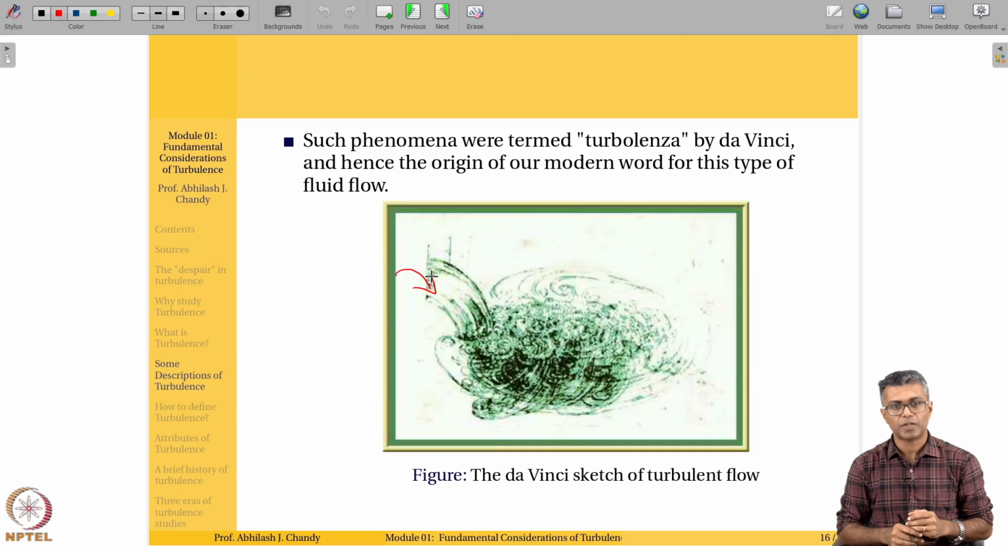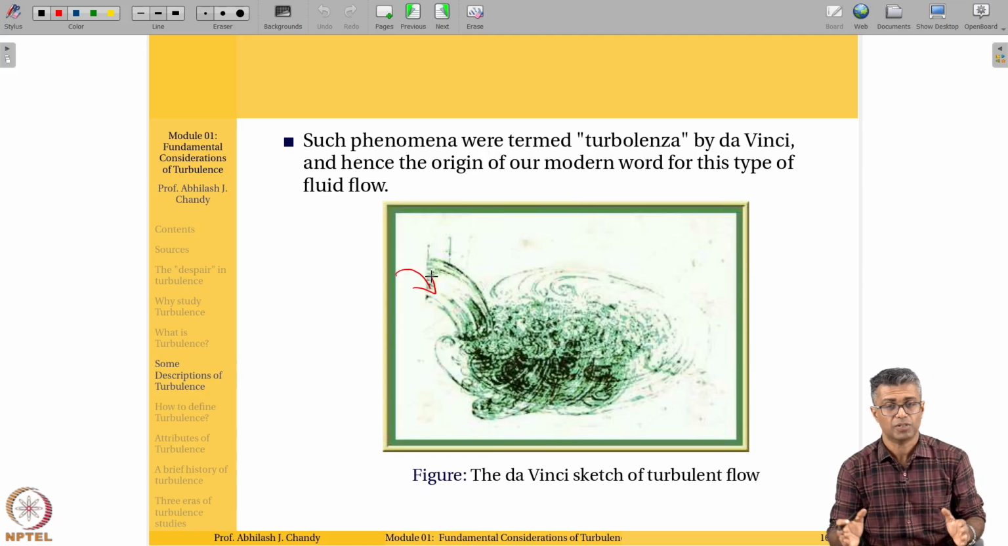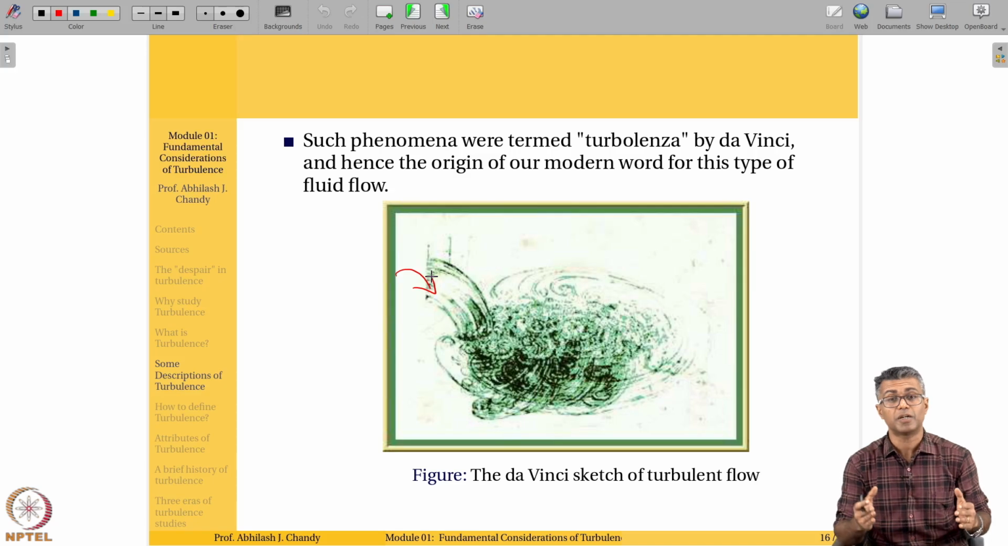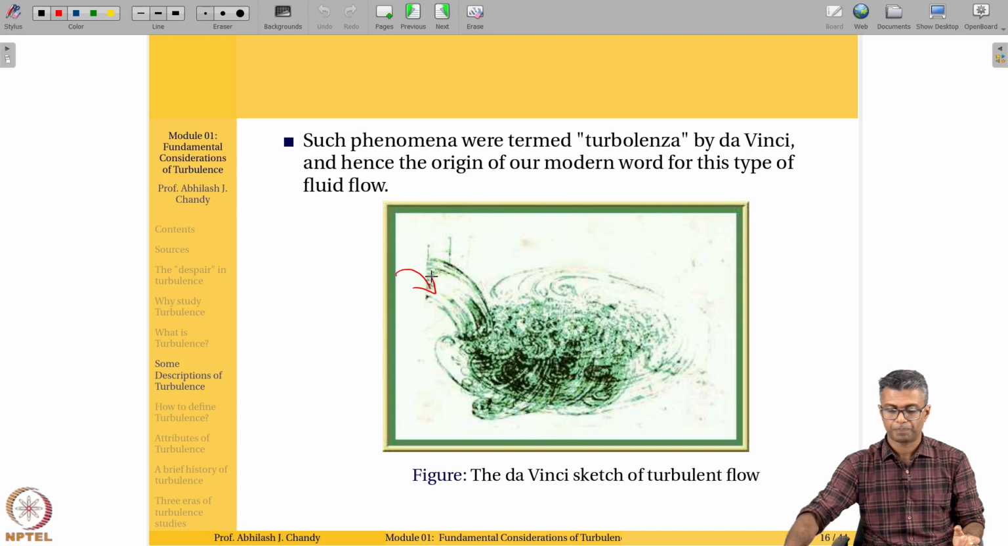So this is the picture that he drew 500 years ago. Now just imagine the implication of that. This is somebody who came up with the first description of turbulence. I wouldn't call that a definition, but a description of turbulence which is close enough to the definition that we have today in the modern world.